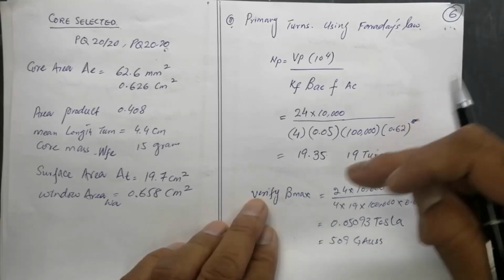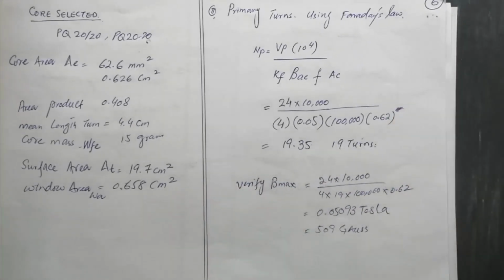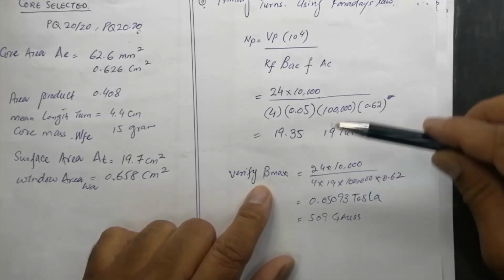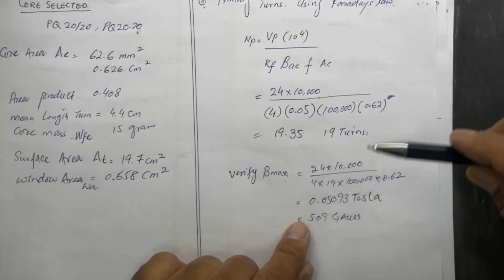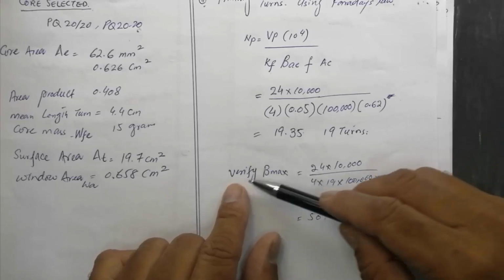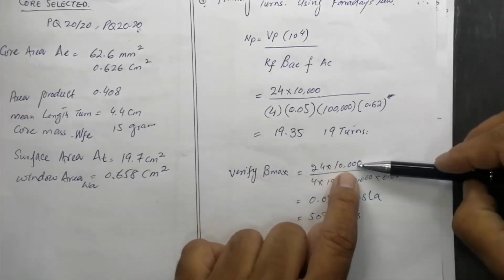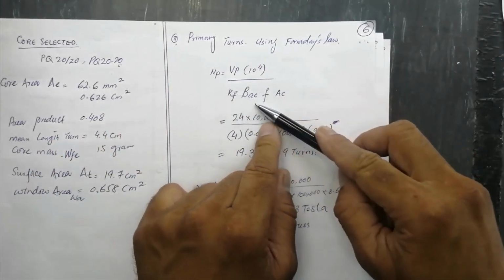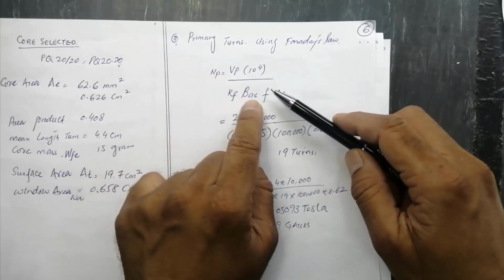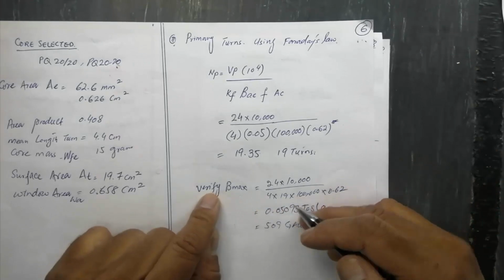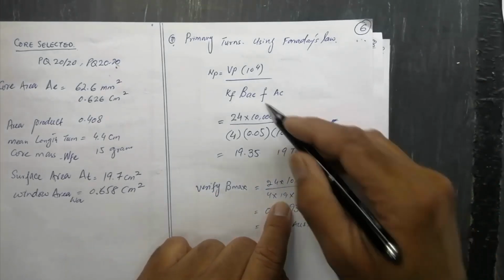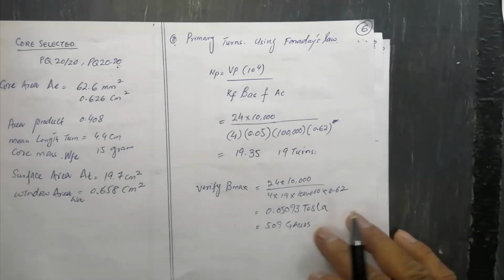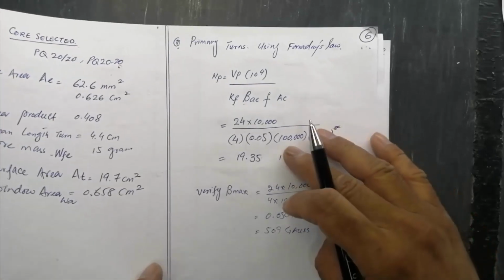And we want to verify the Bmax, because when we decrease the number of turns, the Bmax increases, the flux density will increase. If we increase the flux density too much, our core may saturate, so we have to protect it from saturation. So verify Bmax. In this formula we put out Bmax and replace Bmax with the number of turns. So with 19 turns, it is 0.0509 Tesla or 509 Gauss. That means we are in the safe range, so our core will not heat up.